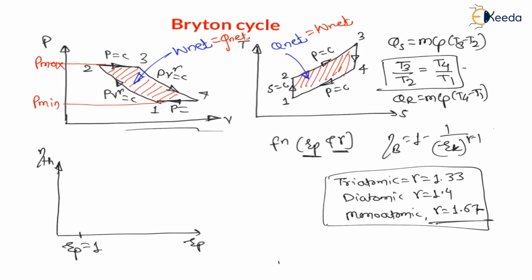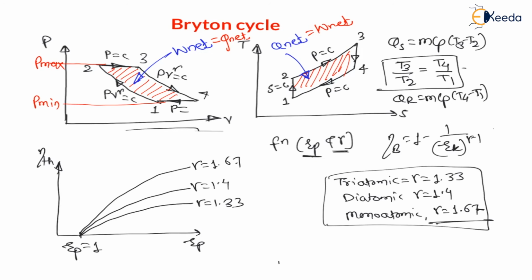Therefore as the pressure ratio increases, efficiency goes on increasing. Let us say this is triatomic gases, so gamma is equal to 1.33, and efficiency will be more for diatomic gases, therefore gamma is equal to 1.4, and for monatomic gases it is more, gamma is equal to 1.67. This will be the graph combined: pressure ratio increases, efficiency increases, and also as gamma increases, efficiency also increases.